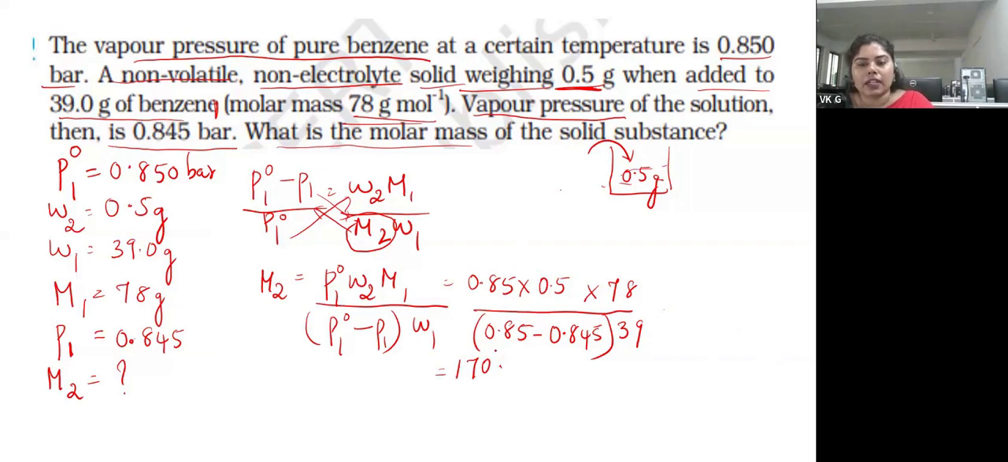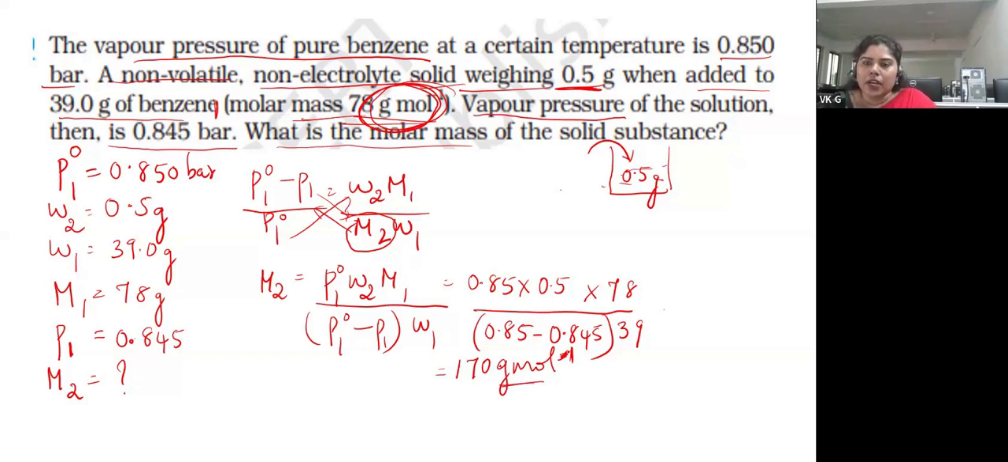And also note the unit for 170. Here we can find the molar mass. M1 is already given. Look at M1, molar mass, it is gram per mole, right? Gram per mole. So this also has to be gram per mole. Very, very important. You have to put the unit or else you don't get the marks. 170 gram per mole is the answer.